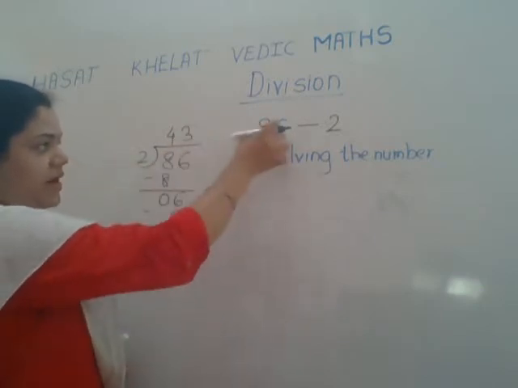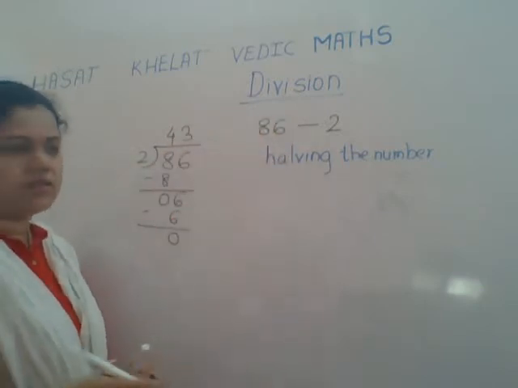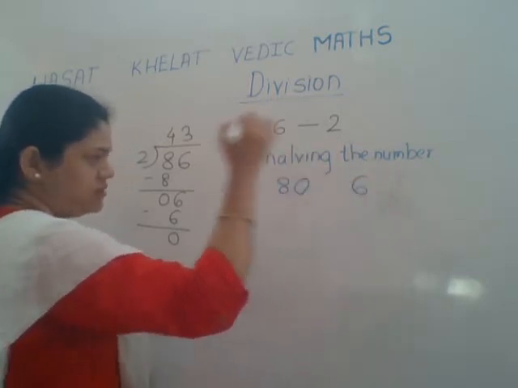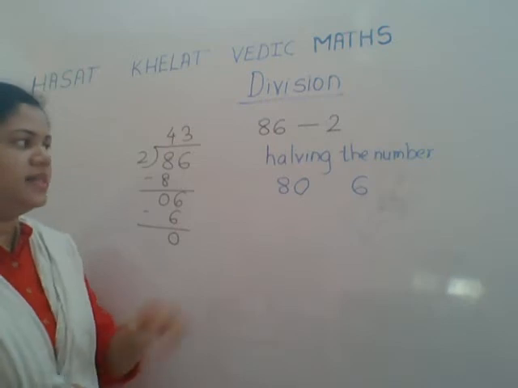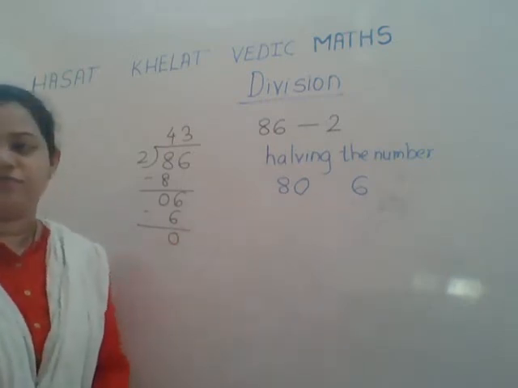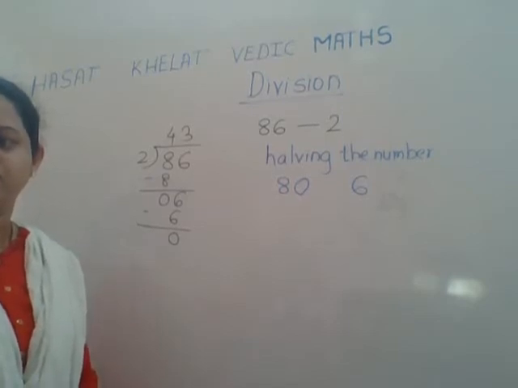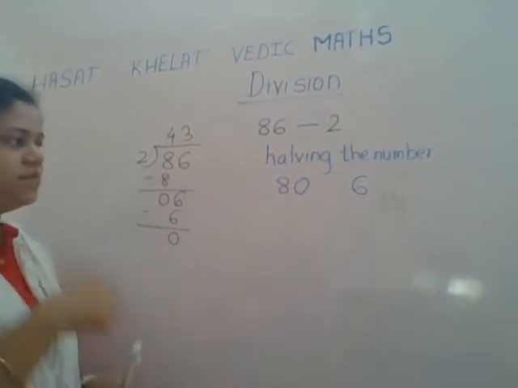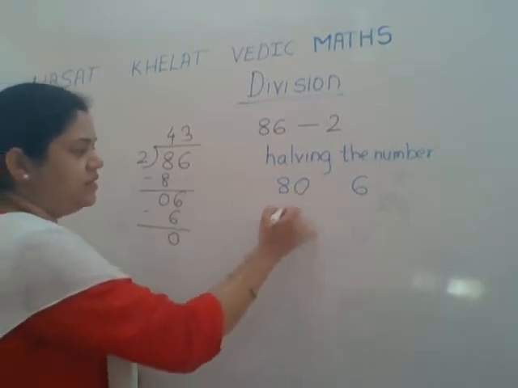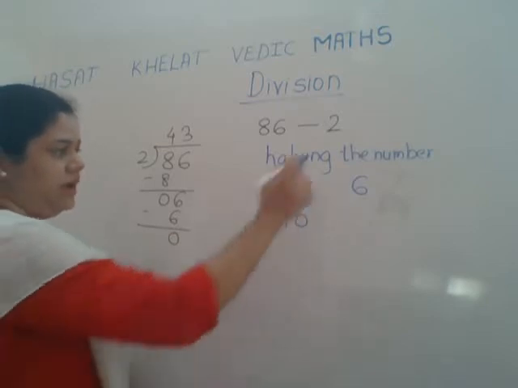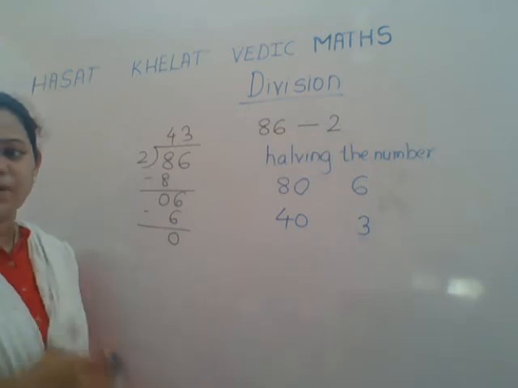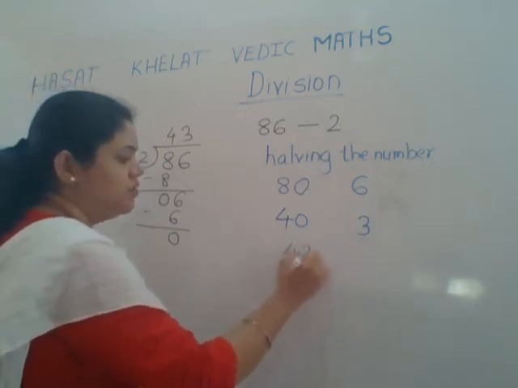So, now 86 is the number. What I will do, I will split this number. I will write this 86 as 80 and 6. And we have to halve this number. So half of 80 is 40, and half of 6 is 3. Combine them together. What did you get?